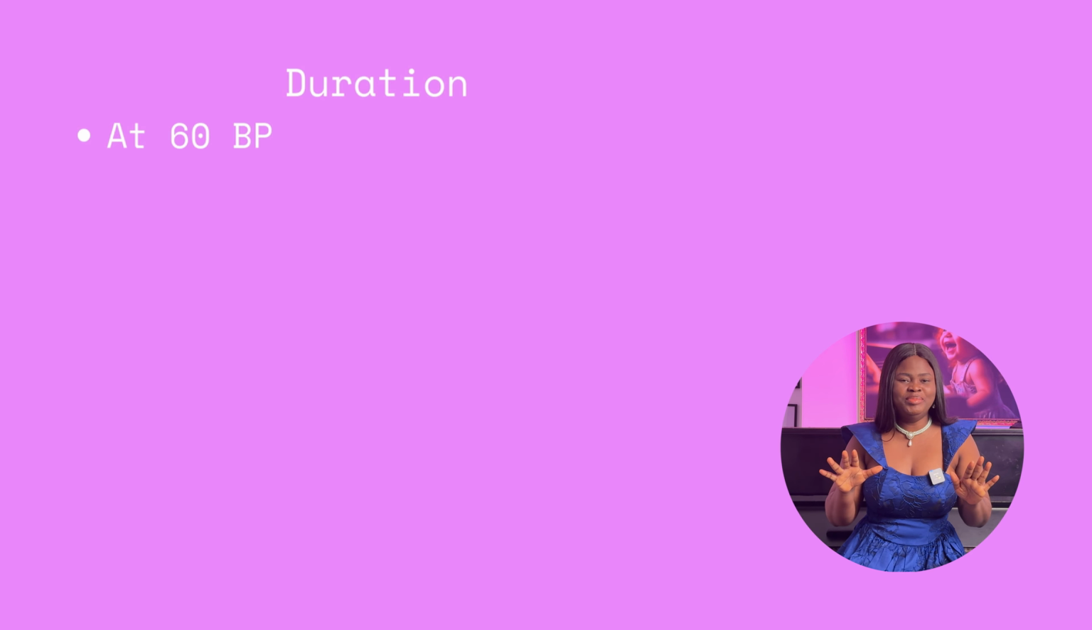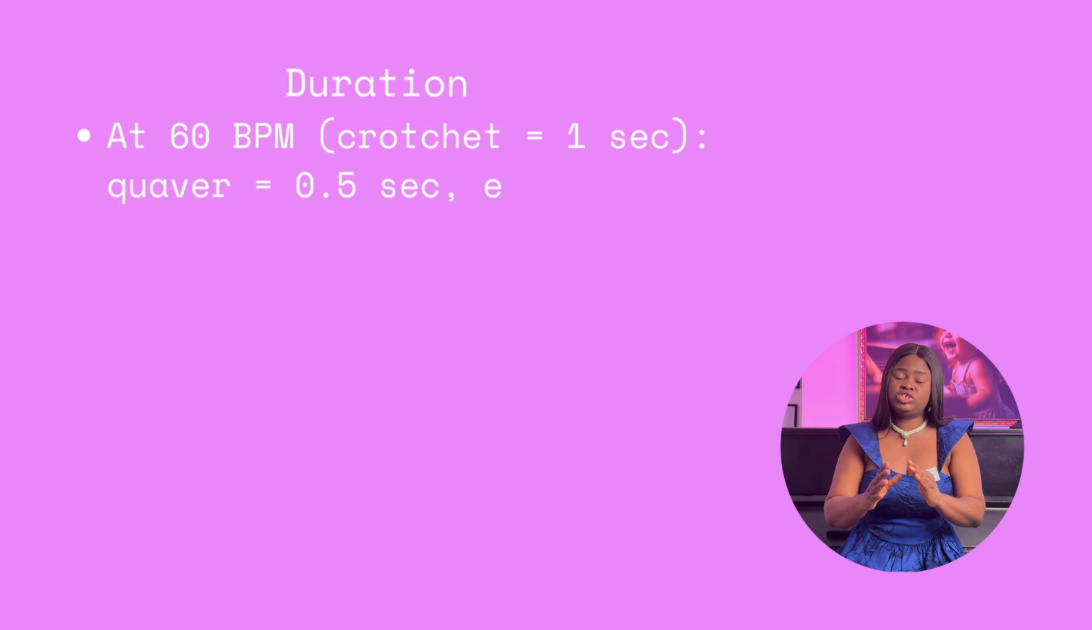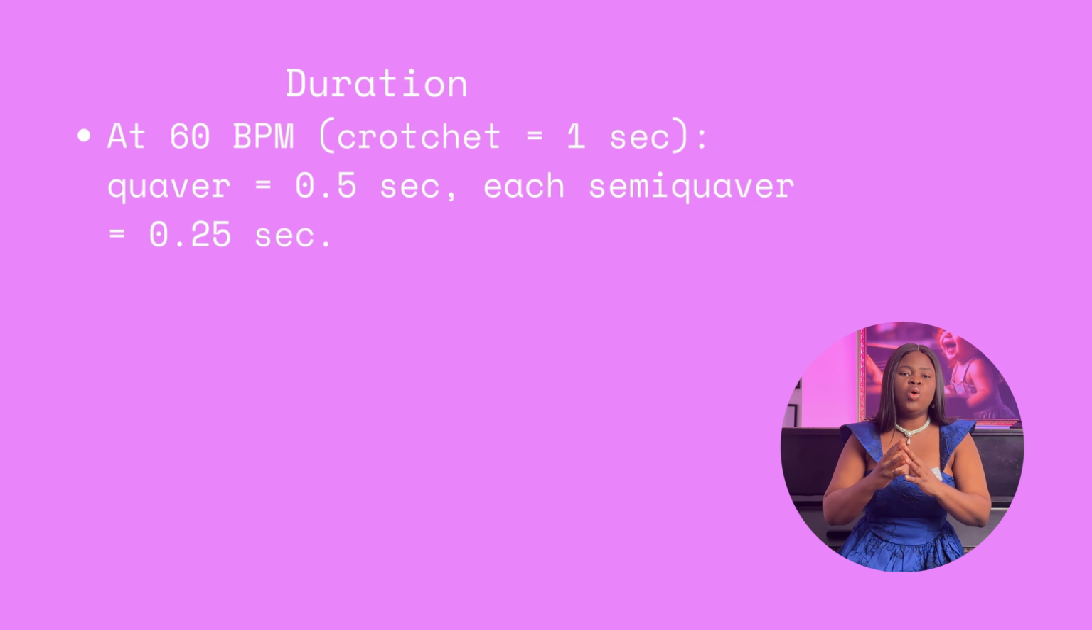At 60 beats per minute, the crotchet beat is obviously 1 second. So that means that the first half of the circle, which is a quaver, will be 0.5, while the 2 semiquavers will be 0.25 each. And everything will add up towards 1 second.